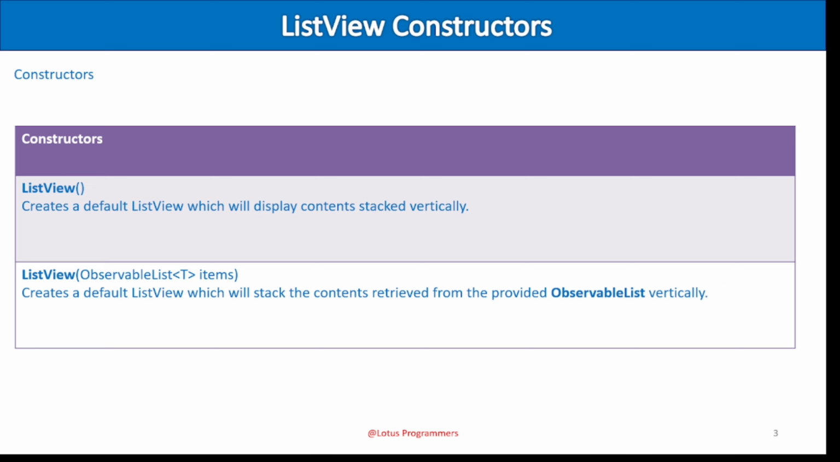The second constructor is ListView with an observable list. The observable list is an object passed to the ListView constructor. When the ListView object is created using this constructor, the observable list object is passed as an argument. So that means if the ListView is created using this constructor, first we have to create an observable list containing the list of items. After creation of the observable list, that observable list object is passed to this constructor for creating the object.